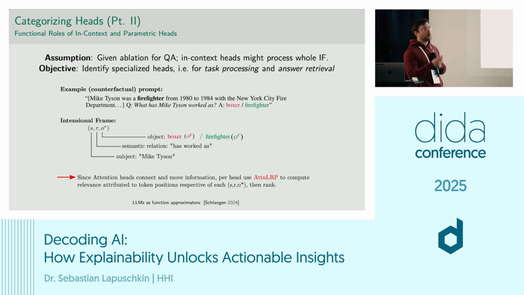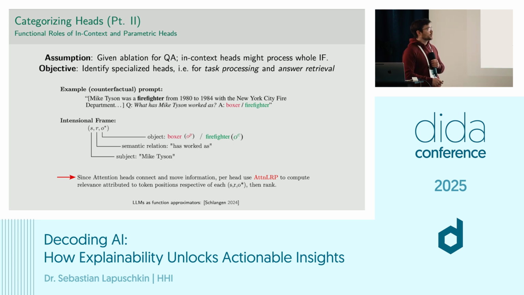And then we rank them again, similar to the previous procedure, but now the ranking happens with respect to either placement on the question tokens or the object tokens, right? And for the question tokens, we assume that the model is encoding a task it wants to execute.